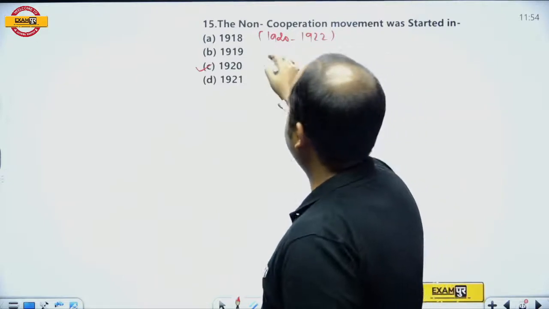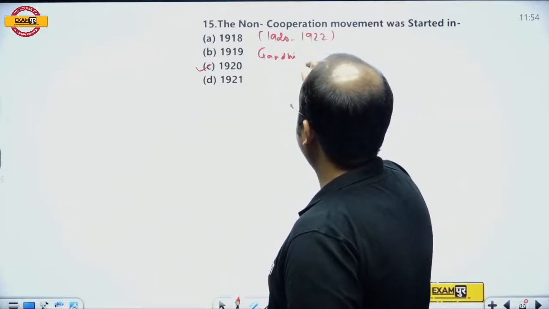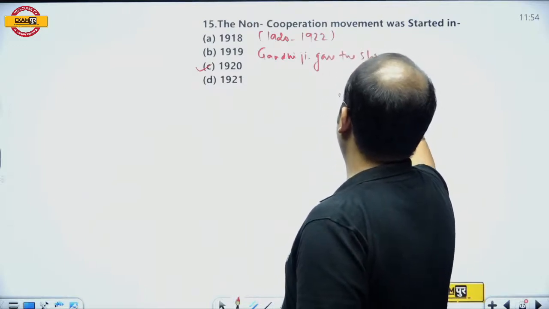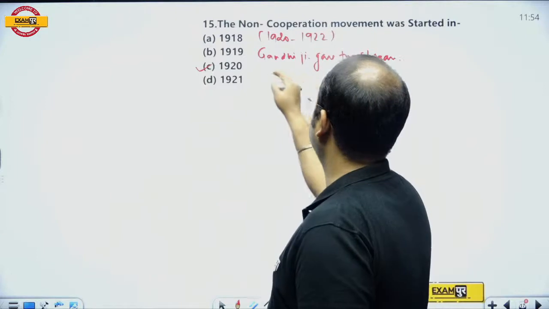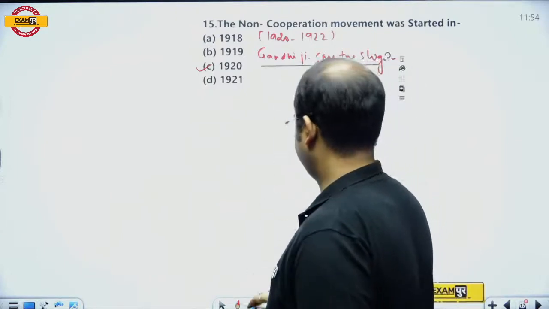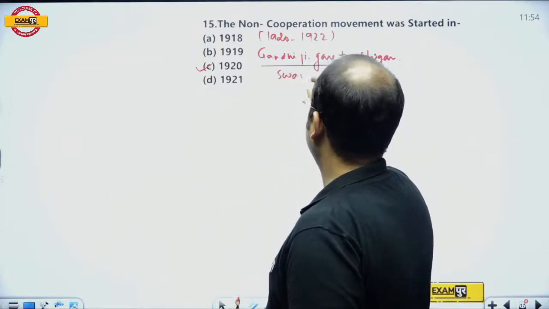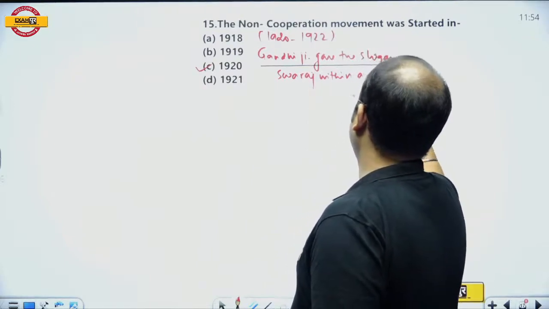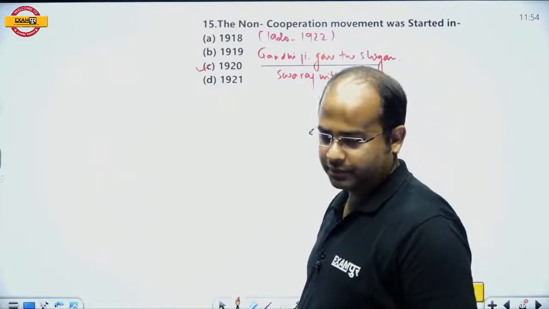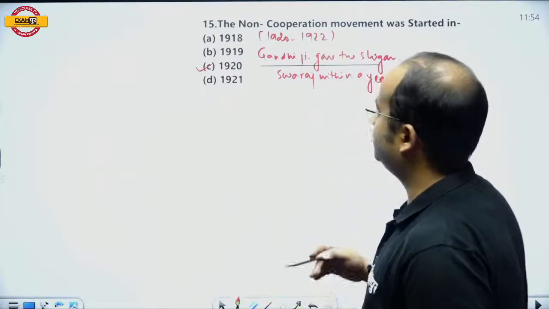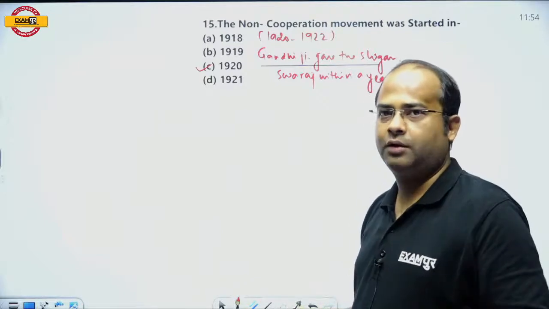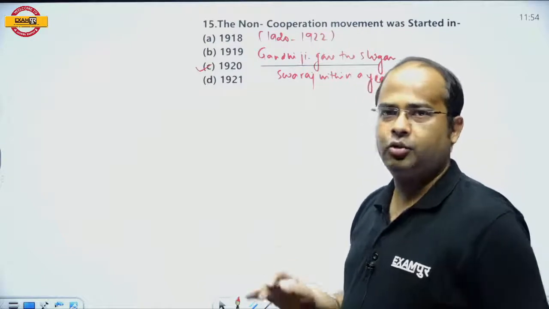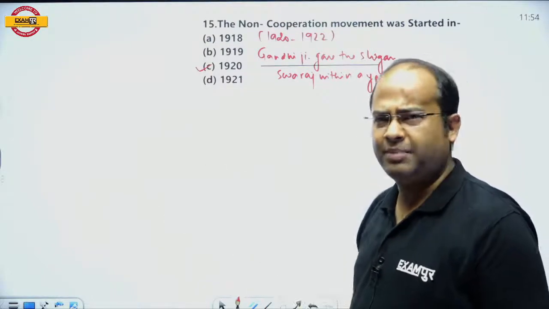And Gandhiji gave the slogan in this movement, that is Swaraj within a year. Due to the Chauri Chaura incident, this movement was withdrawn, finally officially withdrawn on 12th of February. Chauri Chaura happened in February 1922, and it is a place near Gorakhpur.